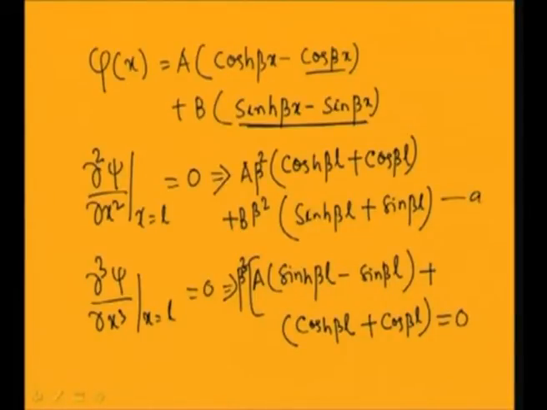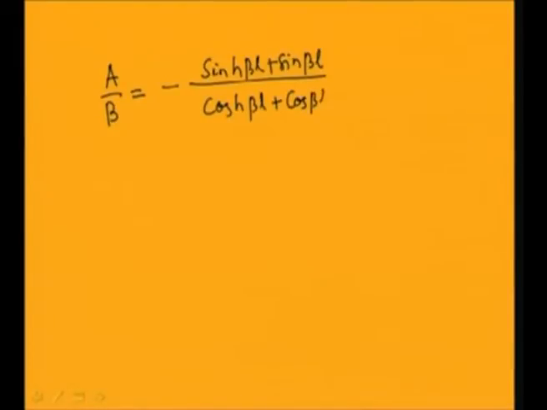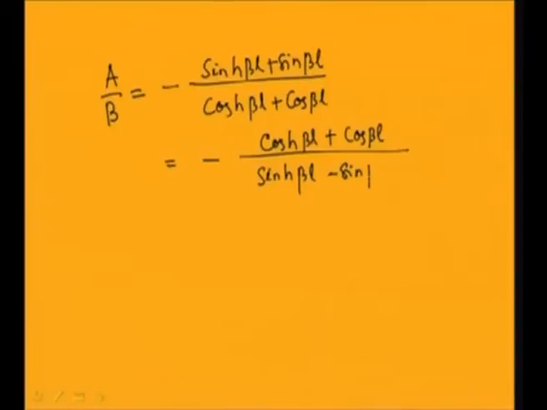So from this expression, let this expression be a and this be b. From a and b, I can write from the first equation a by b equal to minus sinh beta L plus sin beta L by cosh beta L plus cos beta L, and from the other equation I can write this equal to minus cosh beta L plus cos beta L by sinh beta L minus sin beta L. So I can write these two expressions in this form.